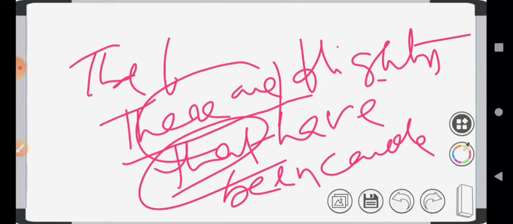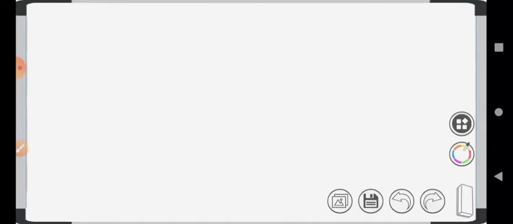We can use who or that to talk about people also. That can be used for people also. But who is not used for things or objects. That is more common and more informal.